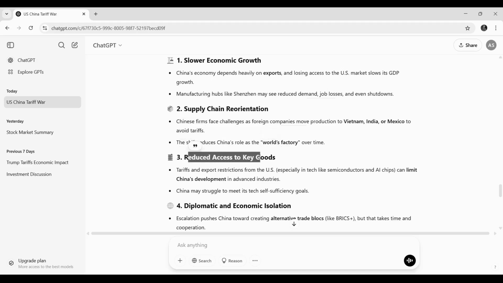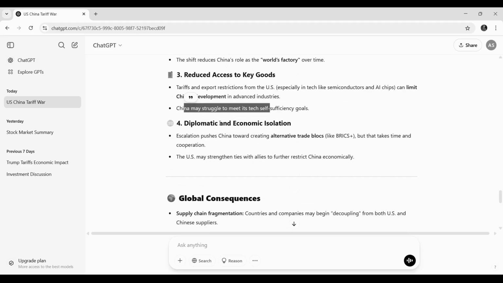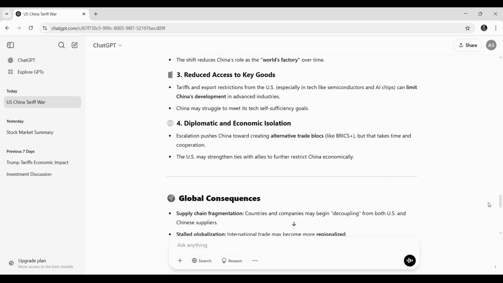Reduced access to key goods. Tariffs and export restrictions from the US, especially in tech like semiconductors and AI chips, can limit China's development in advanced industries. China may struggle to meet its self-sufficiency goal. Diplomatic and economic isolation: escalation pushes China towards creating alternative trade blocs like BRICS, but that takes time and cooperation. The US may strengthen ties with allies to further restrict China economically. This can happen as well.